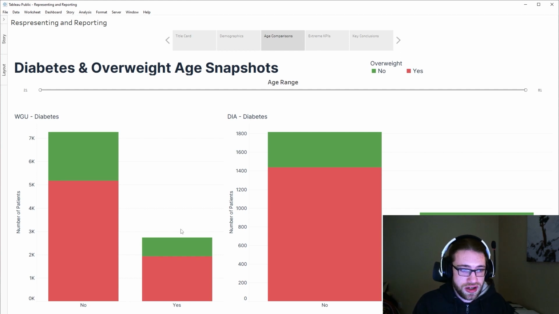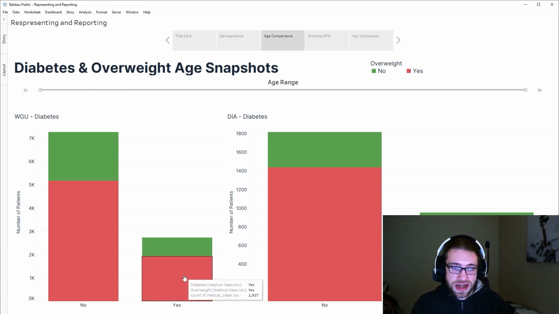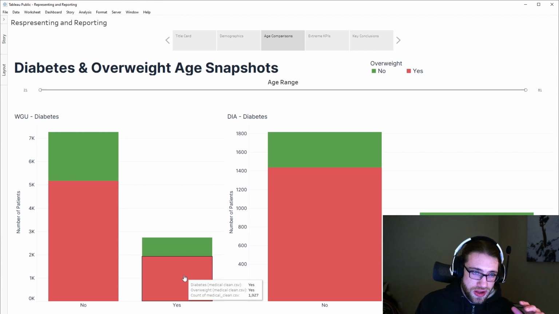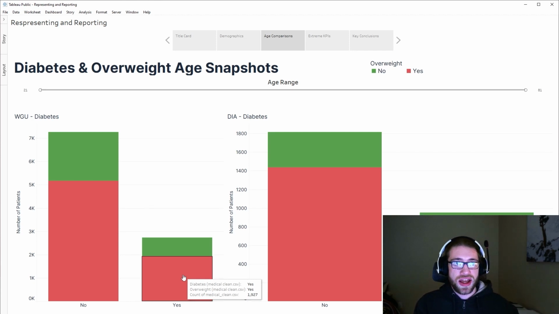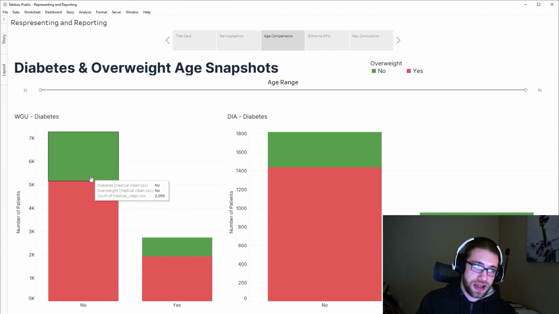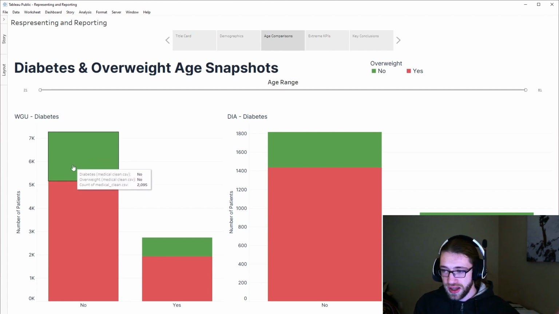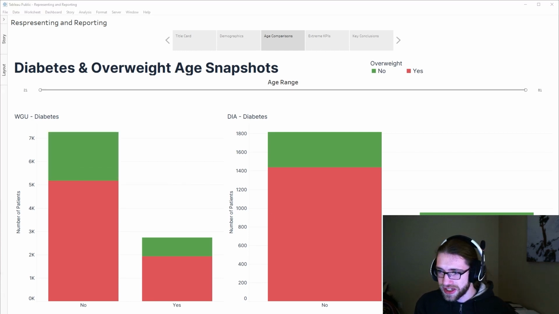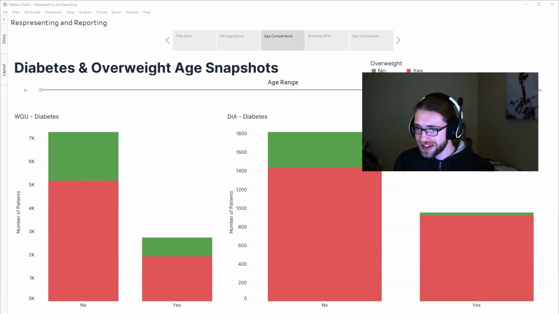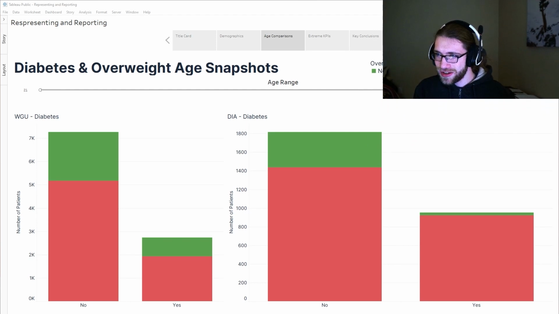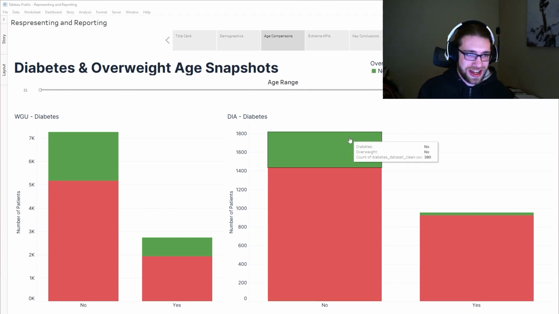And so if you are in this group down here, the diabetic and overweight group, that is a sign that you're having some health problems, and the preference would be to have all of our patients in the no diabetes, no overweight group, the green part of the no column. And let me actually, I just realized I'm probably blocking the overweight and the diabetic column for DIA.